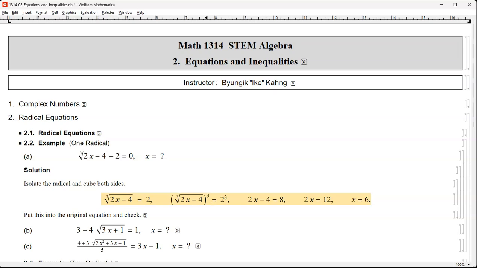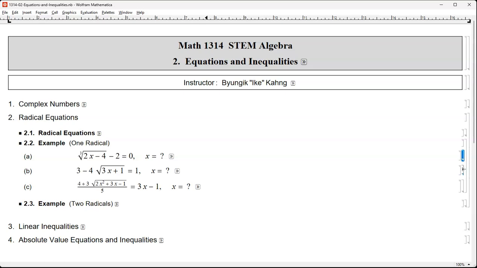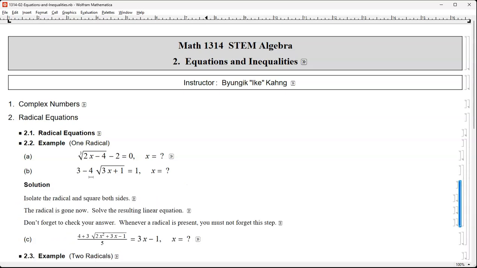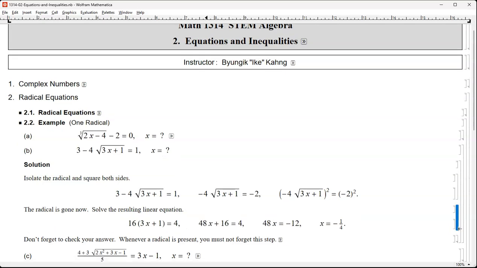X is only inside. So, sorry about the typo, cube both sides to kill off the radical. That computation is easy. Again, no x outside, so isolate the radical and square both sides, and that computation is easy.